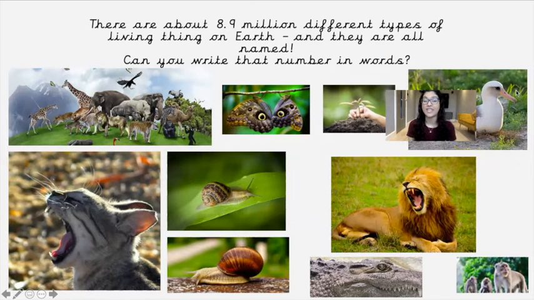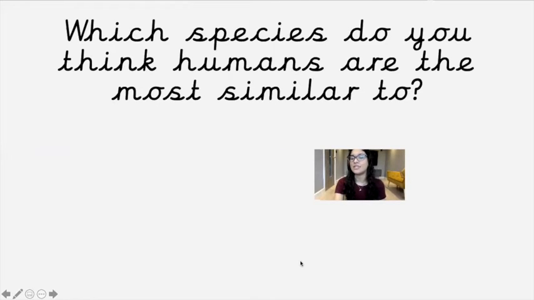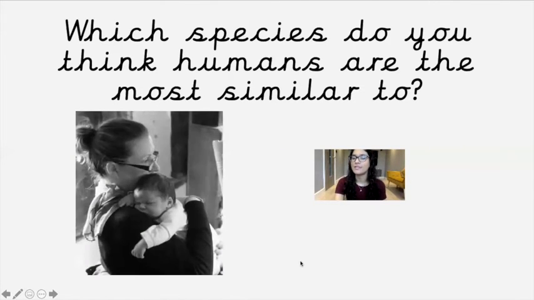Now, there are about 8.9 million different types of living thing on Earth, and somehow they have all managed to be named. Now, can you write that number in words for me? Pause this video and have a go. How do you write 8.9 million in words? I look forward to seeing your writing. Now, which species do you think humans are the most similar to? Pause this video and have a think to yourself. Think of all the living things that are on Earth. Which one is most similar to us humans?